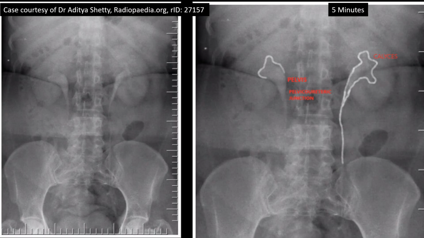At 5 minutes, we can see the shadow of calyces. Calyces are cap-shaped structures. We can see the major calyces here. The funnel-shaped structure is the pelvis. This is the initiation of the ureter. So this can be known as the pelvico-ureteric junction. The same structures are visible on the other side.